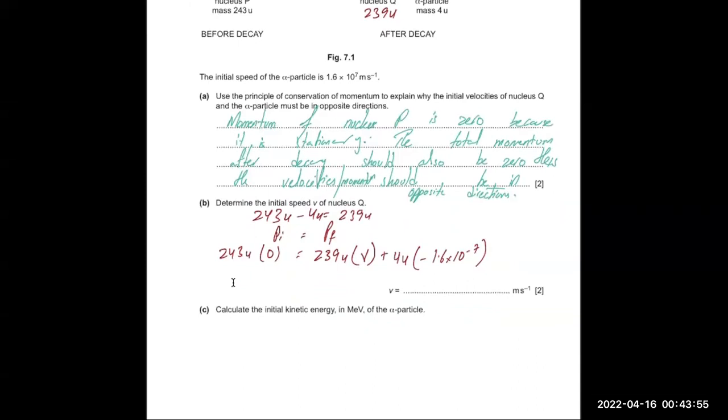So you get 239U times V equals 4U times 1.6 × 10^-7. This is 0. I've shifted this to the other side. I've got both these positive values. I don't need to plug in the value of U because it cancels out eventually. I'll simply solve for V. The value of V is 2.7.